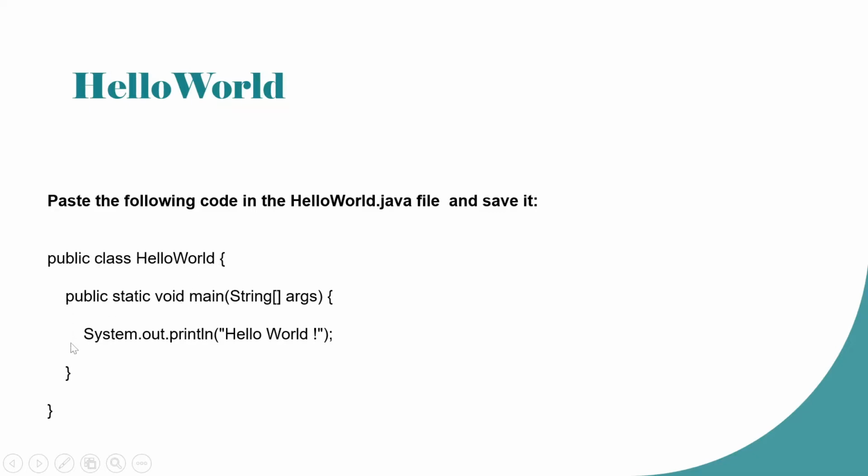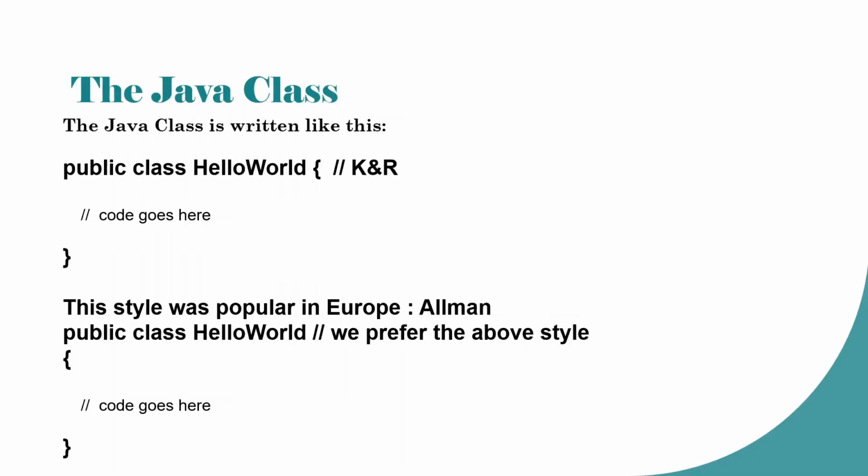Then here we have a function. In Java, we talk about methods. We don't talk about functions or subroutines. We talk about methods. And when this program is launched, it's going to execute this method. And when this method is executed, we have a print line command which is going to write a message in the terminal.